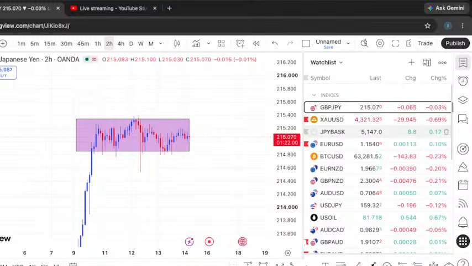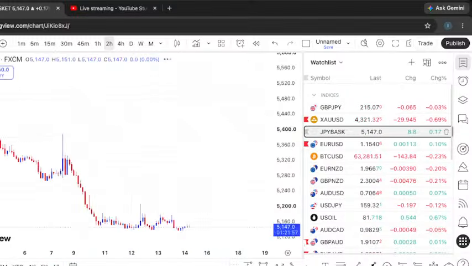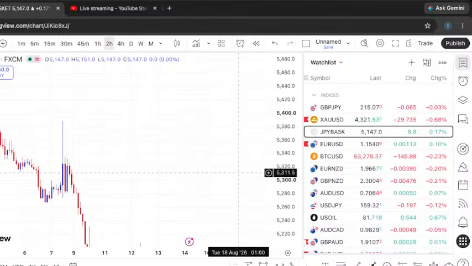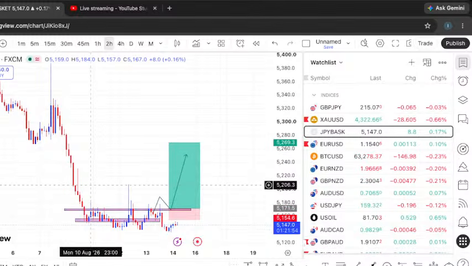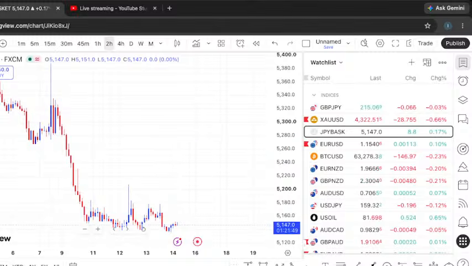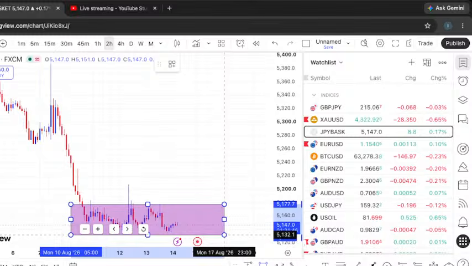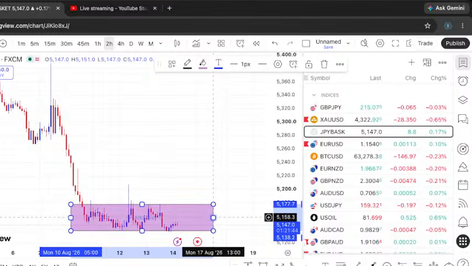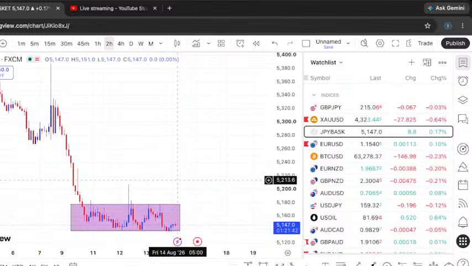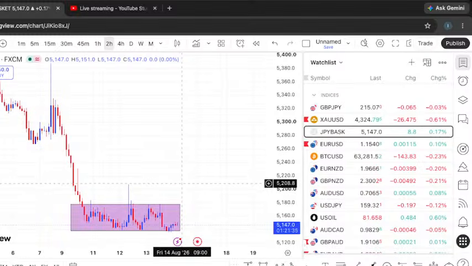The same thing as the JPY basket. The market has been in between these levels. Having a good view on it, and also this JPY basket.